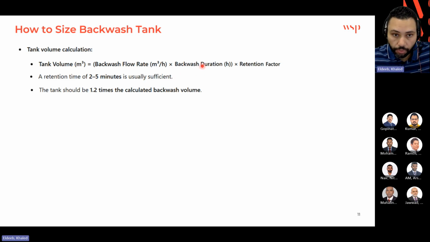Okay, how long it takes, maybe 3 minutes, 4 minutes, times the retention factor. You can call it also safety factor. So this is the total volume of the tank.